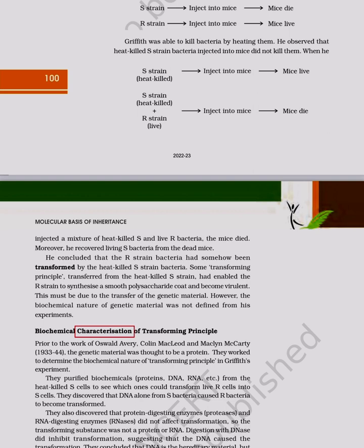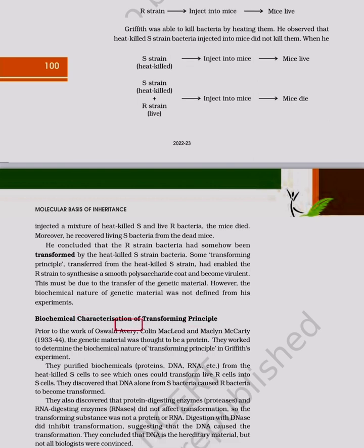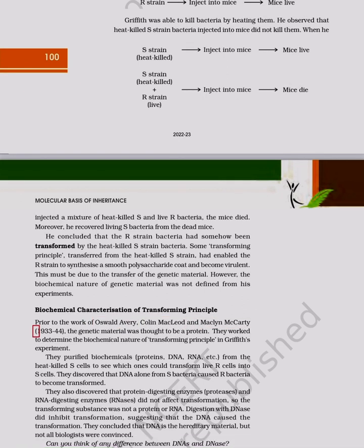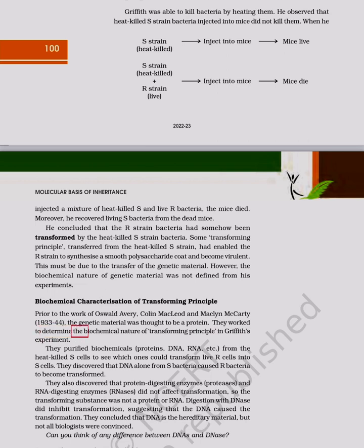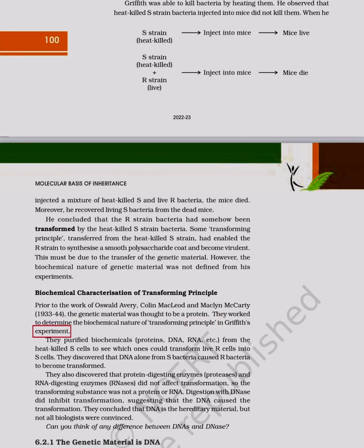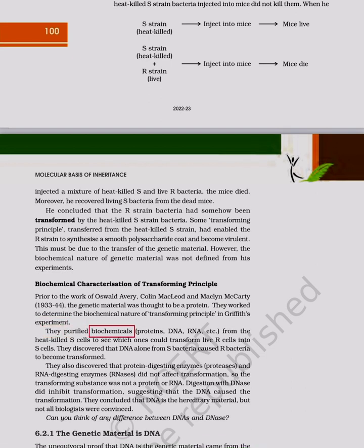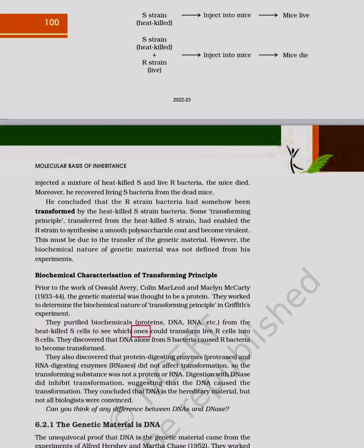Biochemical characterization of transforming principle. Prior to the work of Oswald Avery, Colin MacLeod and Maclyn McCarty, 1933 to 1944, the genetic material was thought to be a protein. They worked to determine the biochemical nature of transforming principle in Griffith's experiment. They purified biochemicals, proteins, DNA, RNA, etc. from the heat-killed S cells to see which ones could transform live R cells into S cells.